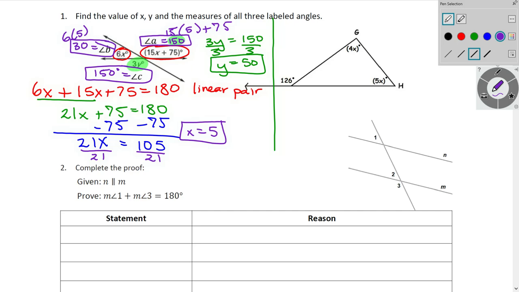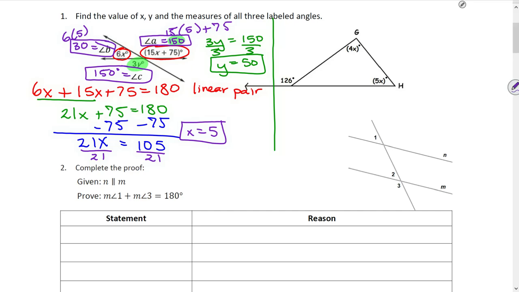So there's a lot in there. But you start with looking at an equation with only one variable. You solve the equation, you plug it in, and you're on your way to figuring things out.